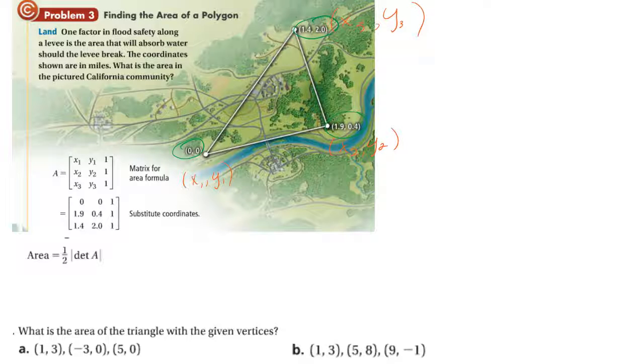Once you substitute in all the points, you're going to take that matrix and do 1/2 of the determinant to find the area. So pretty simple, just like we did before. You're going to want to copy the first two columns.